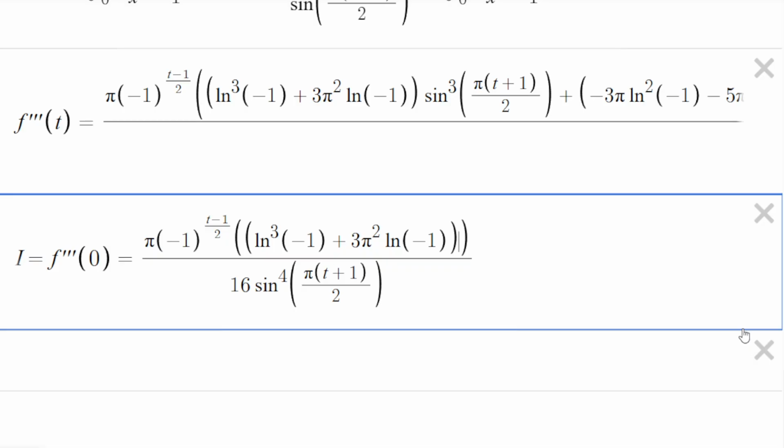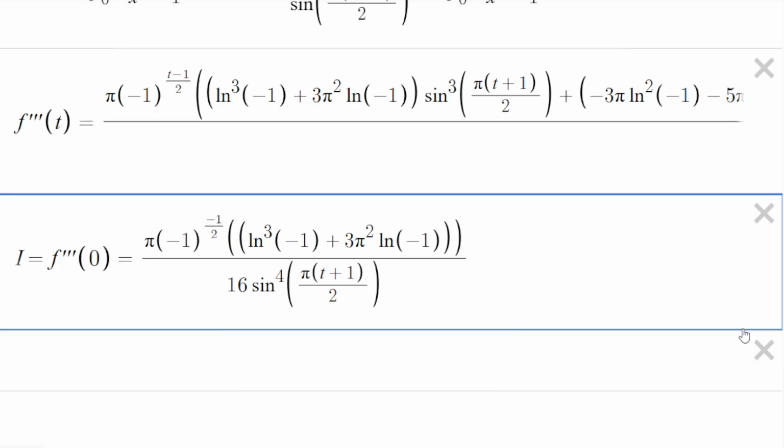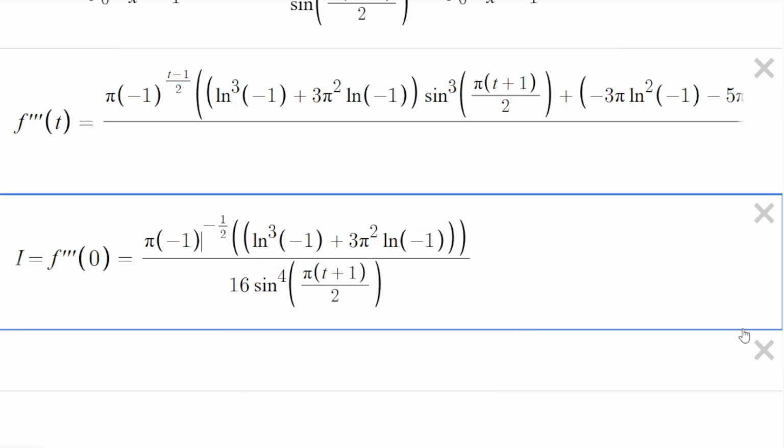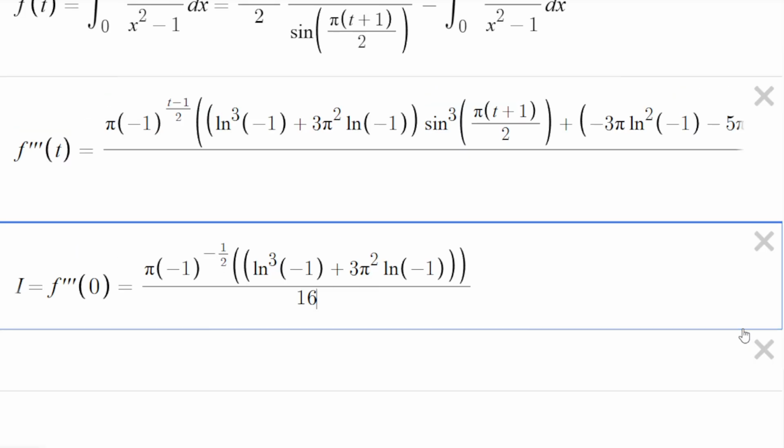Okay. Let's see. Where's the rest of our t's at? Okay. Our t is going to be 0, so we get to the negative 1/2. All right, and if our t is 0, this is going to become sine of pi over 2, which is, of course, 1. So that really simplified down. That really, really simplified down for us. And now we got a little bit more work to do.